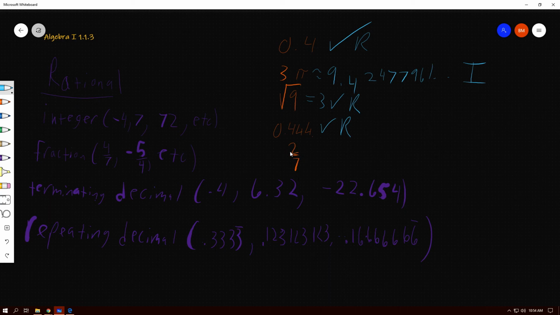2/7. Is it an integer? No, it's not. Is it a fraction? Well, yes, it is. It is a fraction. That means it is a rational number. So that's what I'm doing.